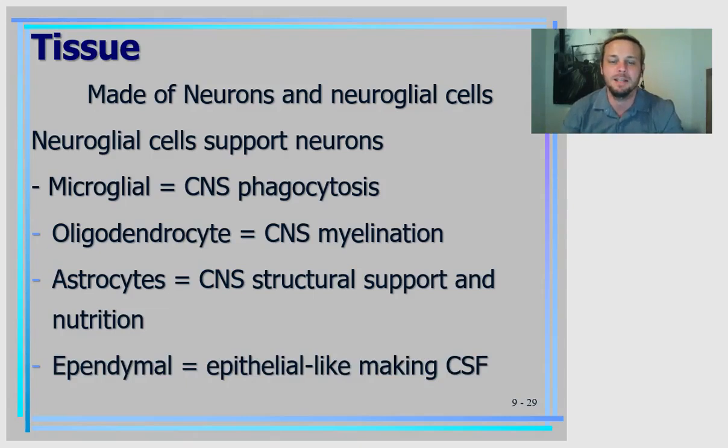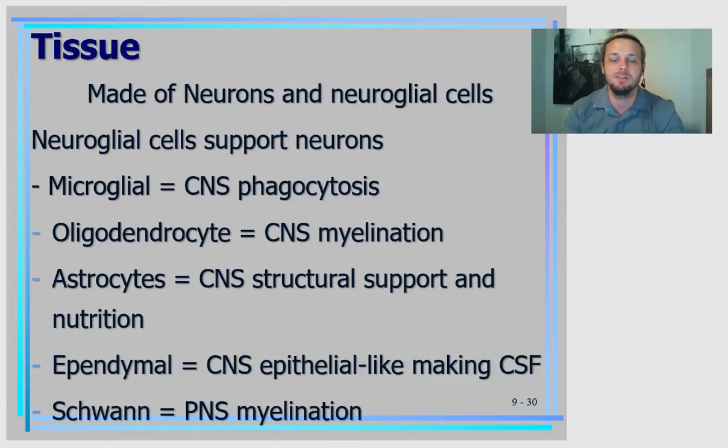And then lastly, in the central nervous system, you're going to find ependymal cells. These cells act like an epithelia. They're nervous tissue, but they act like an epithelia, and they secrete cerebrospinal fluid. And so this is all in the central nervous system. We're only going to talk about one cell that you find outside in the peripheral nervous system. That's going to be your Schwann cells, and they do myelination out there.